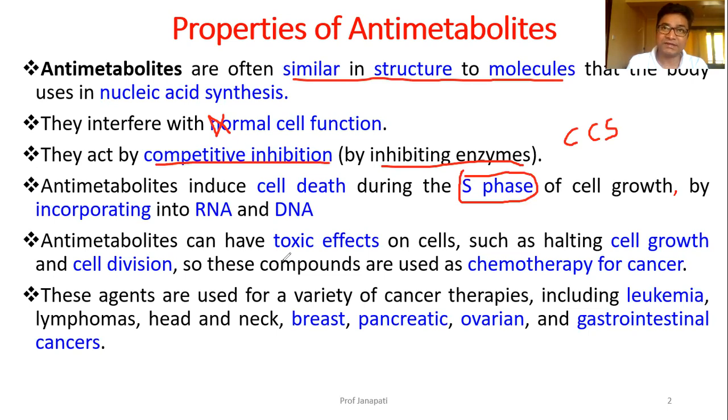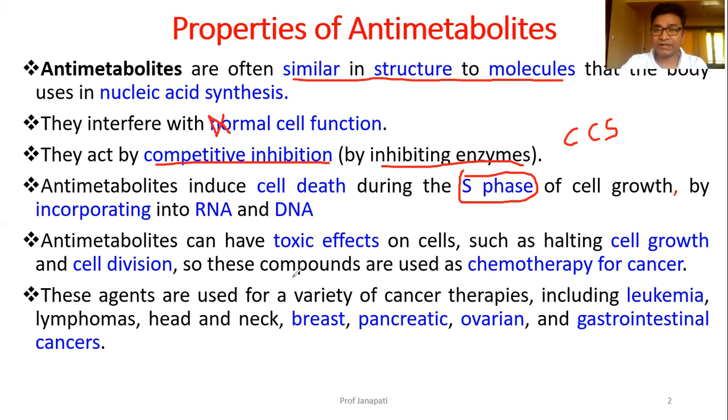For WBC cells, the lifespan is sometimes less than 1 hour, and for RBC, 180 minutes. So in all this process, replication, transcription, and translation play a very important role. Those are all inhibited, so they're very toxic to our body.